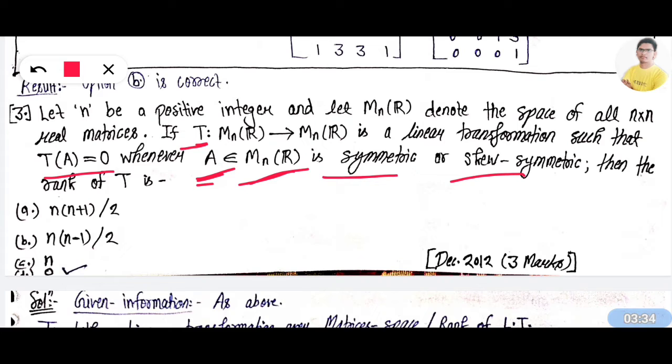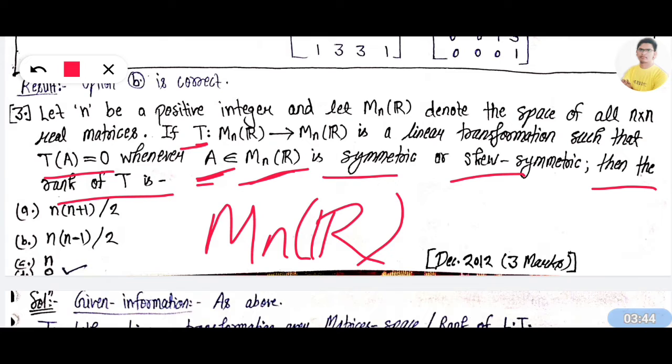Okay, then what is the question? The question is: then the rank of T is. You have a matrices space over the real field, and you are given a particular transformation which is going to map all the symmetric and skew symmetric matrices to the 0 element. Now the question is about the rank of T, meaning what will be the rank of this particular linear transformation.